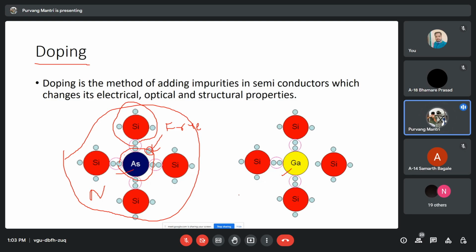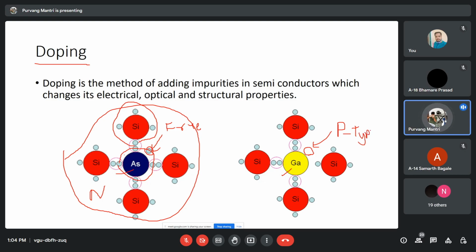While gallium has a valency of 3, which means it has 3 electrons in its outermost orbit. So it creates bonds with 3 silicon atoms, but the 4th silicon atom is going to remain without a bond with gallium. Because of this, a hole will be created over here. A hole is nothing but a positive charge of the semiconductor, and because of this hole, this kind of semiconductor is known as p-type semiconductor.